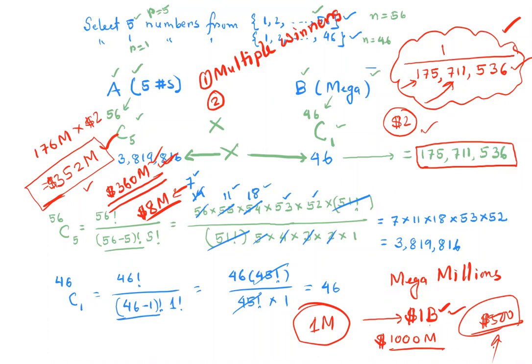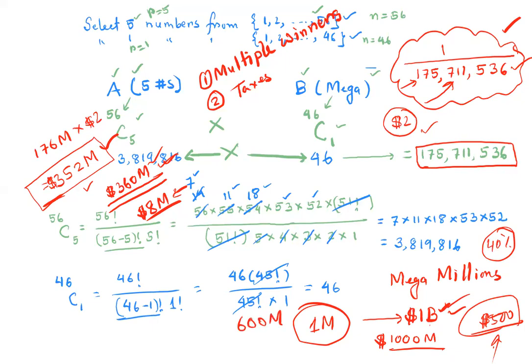Anybody? Nobody? Okay. So here is the thing, taxes. You have to pay taxes, which is almost 50%, right? Let's say you win $1 billion, they're gonna charge you taxes on it. Let's say 40%, okay? 40% tax. So you still have $600 million left, which is still good.